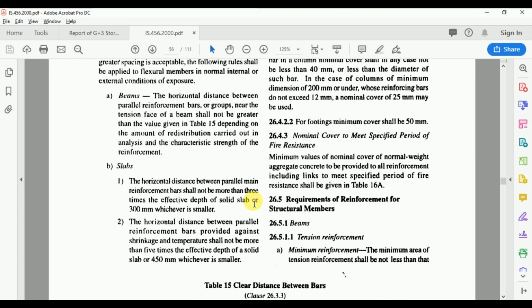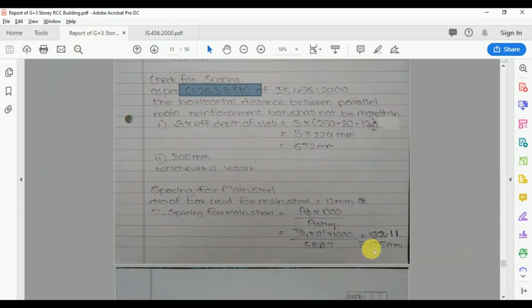That means 3D or 300 mm, whichever is smaller. So we have the design spacing, and with respect to these two codal provisions, we need to choose the smaller spacing as the spacing provided. So here you can see with respect to the 3D, D is nothing but the effective depth.